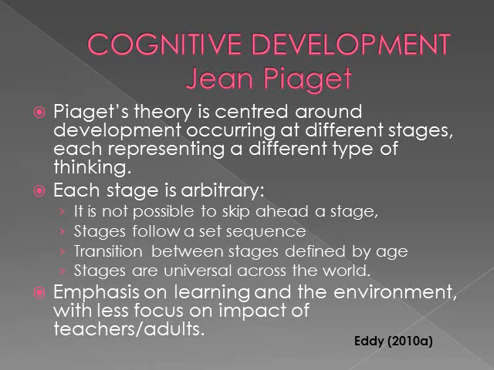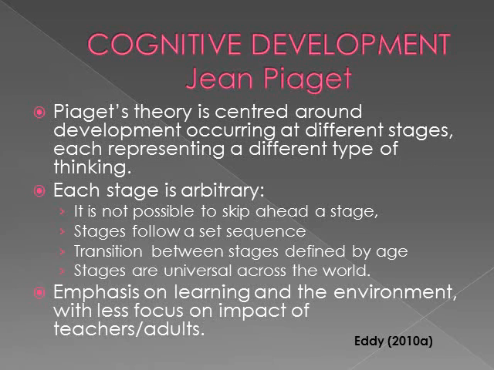Piaget's theory is centred around development occurring at different stages, each representing a different type of thinking. Each stage is arbitrary. It's not possible to skip ahead a stage. Stages follow a set sequence, and transitions between stages are defined by age. Stages are universal across the world.